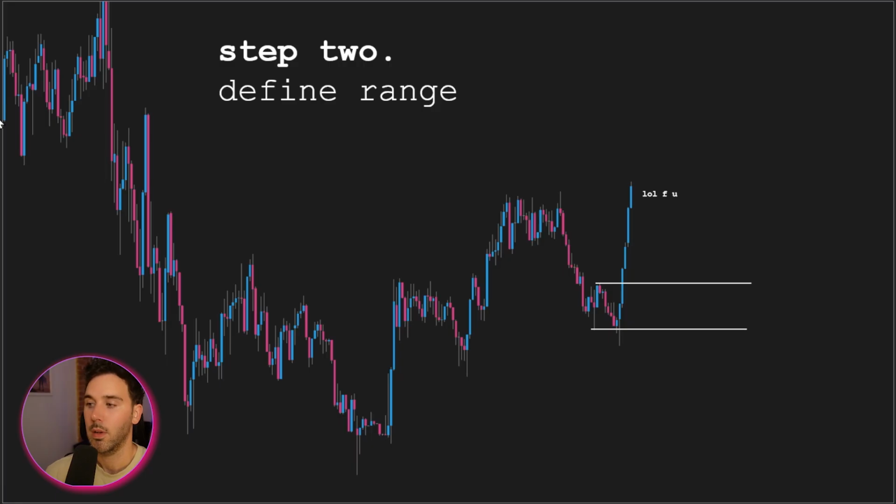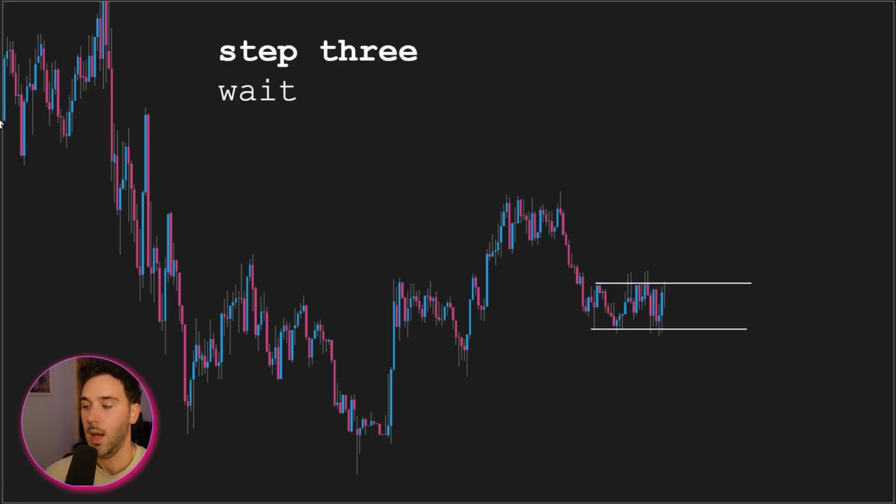But my edge lies in waiting for the price action to build and giving us a little bit more information about what the market wants to do next. We want to try and improve our strike rate as much as possible, and waiting for this price action, although it may not come as often, when it does come, it will give us more of a chance of winning.